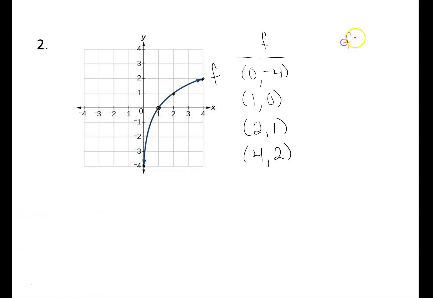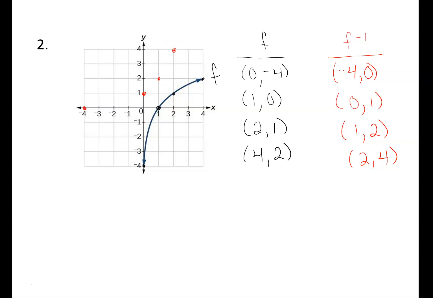Out to the side, let's write F inverse, and let's switch x and y. So we would get negative 4, 0, 0, 1, 1, 2, and 2, 4. We're not changing any signs, we are only switching the x and the y. So now let's plot those. We're going to plot negative 4, 0, 0, 1, 1, 2, and 2, 4.